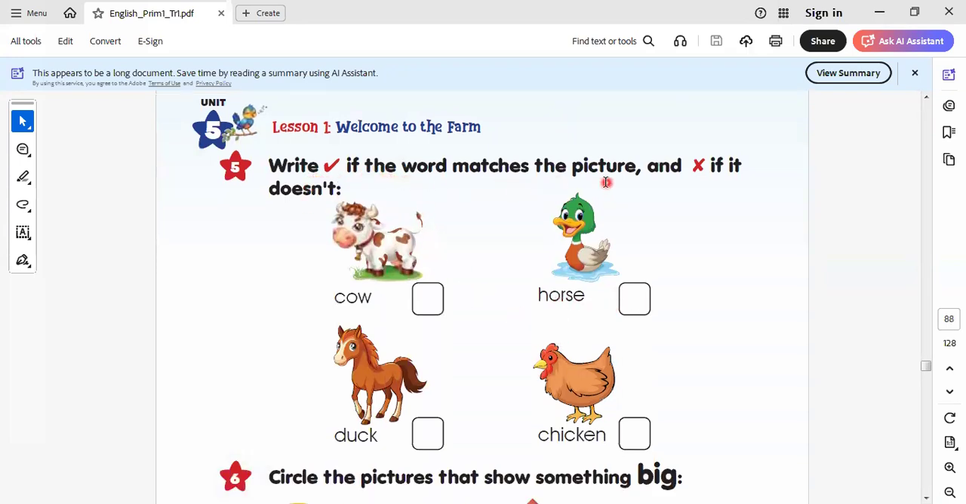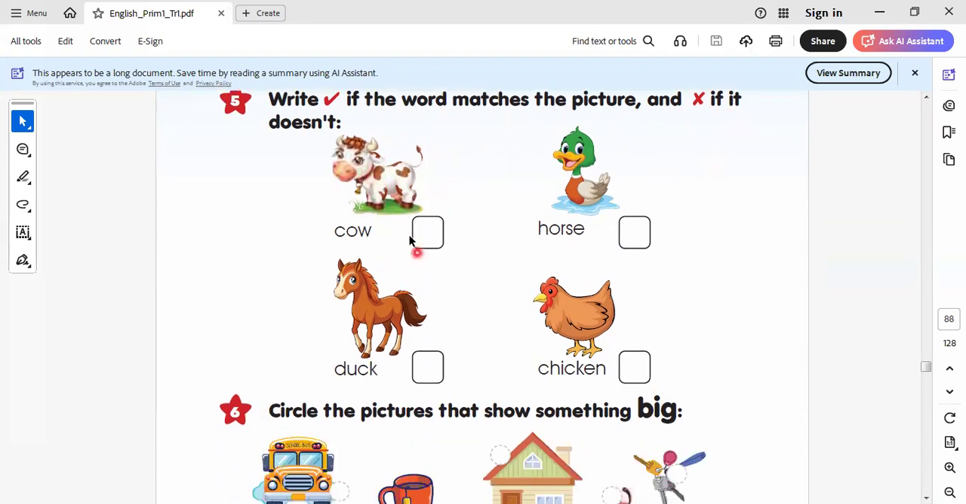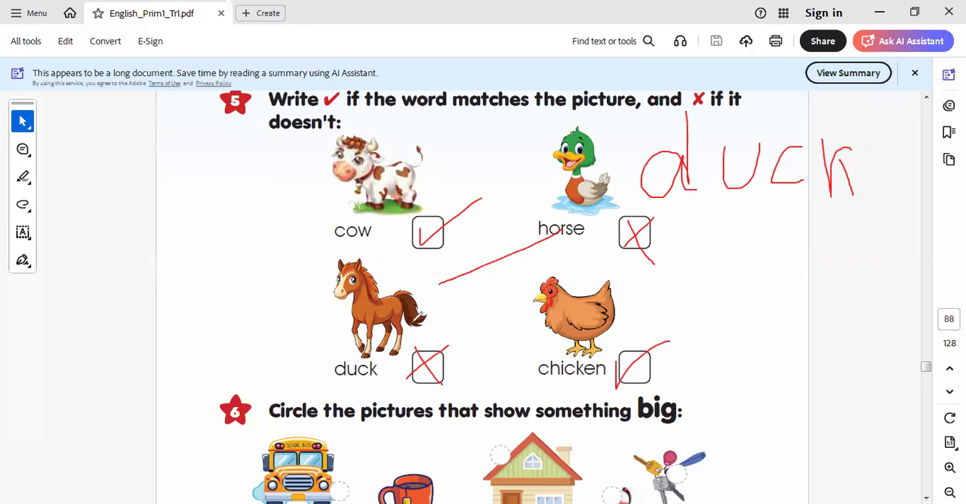Right if the word matches the picture, and wrong if the word does not match the picture. Here we have cow. I put right or wrong. So here I put right. Why? Because here is a cow. Is it a horse? No, it's not a horse. I put wrong. Why? Because it's a dog, not a horse. Dog is written like this. It's called duck. Okay, duck. Is it chicken? Yes, it's chicken. Is it duck? No, it's not duck. It's a horse. Here is the horse and here is the duck. Let's go to another one here.